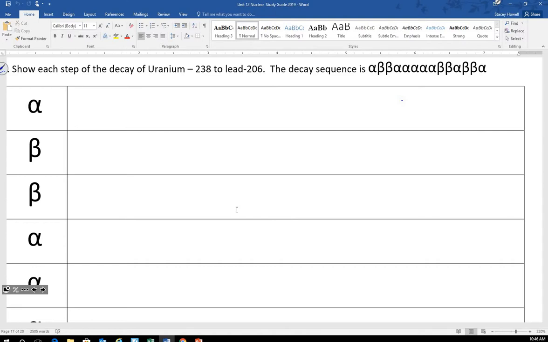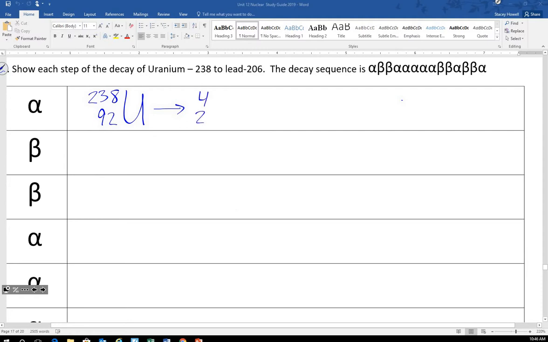This is why it takes so long to get it to something that is not causing problems. So, first thing, we start with uranium-238. So 238, and uranium was what number? 92. This will tell me what decay it's going to undergo. So here it's going to undergo alpha. So I'm going to go 4, 2, and I can either put alpha or helium. You choose.